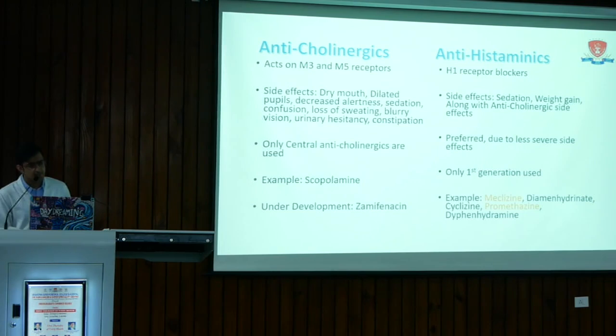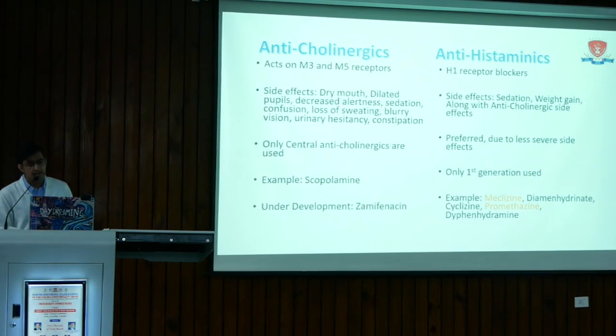Their primary side effects are dry mouth, dilated pupils, decreased alertness, sedation, confusion, loss of sweating, blurry vision, urinary hesitancy, and constipation. For the treatment of vertigo, only central anticholinergic drugs are used. A primary example of these would be scopolamine, while the drug that is currently under development is zamifenacin.